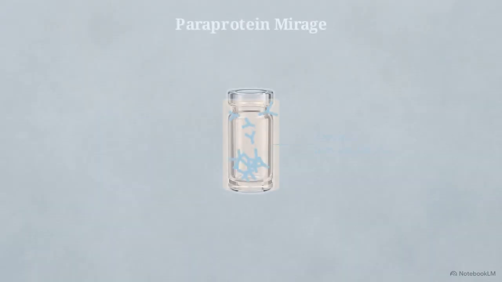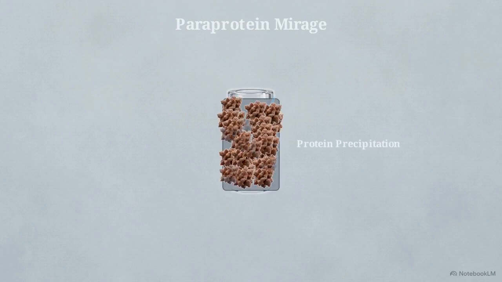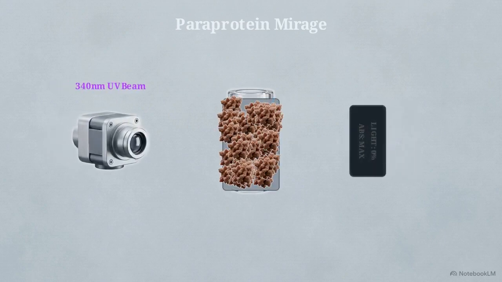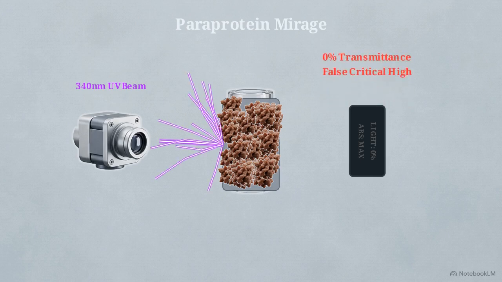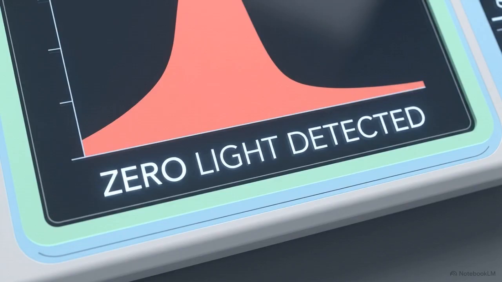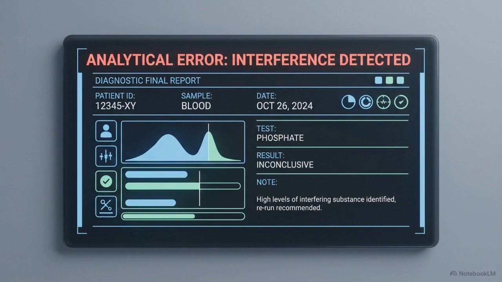The second trap is the paraprotein mirage, found in patients with multiple myeloma who have massive quantities of abnormal immunoglobulins. When the acidic reagent hits the patient's serum, these abnormal proteins instantly denature and precipitate, physically blocking the ultraviolet beam. The analyzer interprets this lack of light as an astronomically high phosphate level. It reports a critically high pseudo-hyperphosphatemia result that does not exist in the patient.